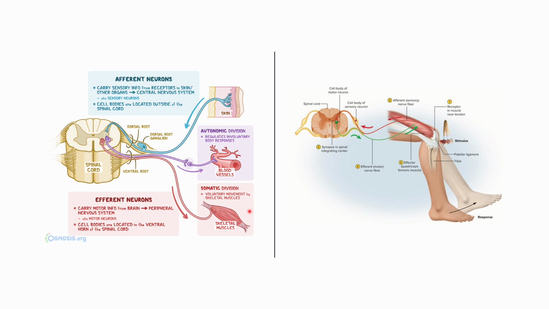Remember that the cell bodies of the ventral root are located in the spinal cord, and that's one key difference between the dorsal and ventral roots. So quickly, just to review one more time, afferent neurons are going to carry sensory information away from the periphery of the body to the central nervous system, whereas efferent neurons are going to exit the brain and go to the periphery of the body, usually to command motor movements.